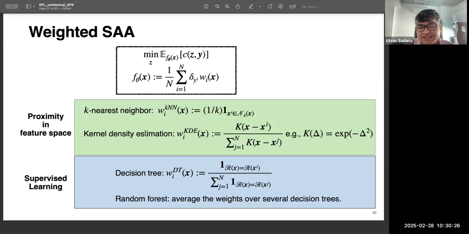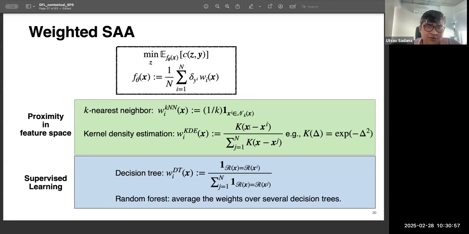Another approach is this kernel density estimation. Instead of dropping the covariates, what you do is you put weights on your covariates inversely proportional to the distance of the covariates from your x, right? So the weight of xi is decreasing exponentially with distance from x.